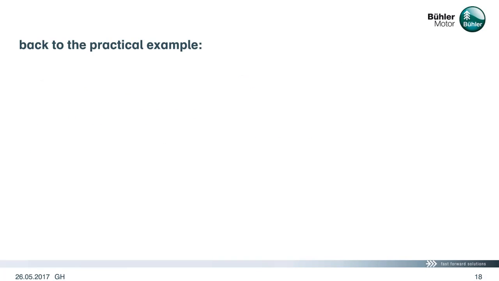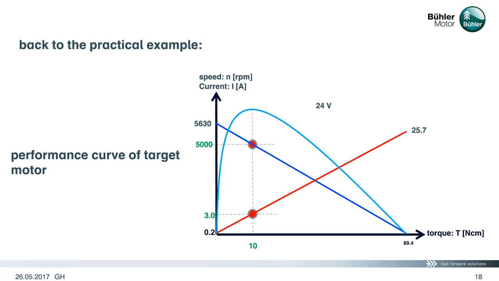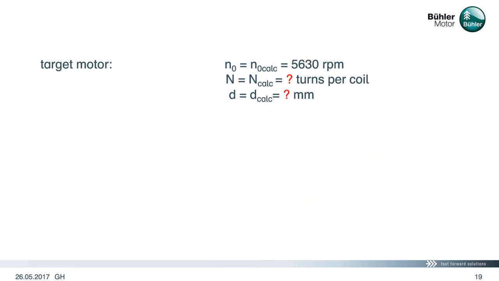I'm coming back to the practical example that I started with in session 1. Here is the performance curve of the motor we need. The target motor that we are aiming for needs to have a no-load speed, which is a no-load speed calculated, of 5,630 RPM. We want to know the numbers of turns per coil, N sub calc, and we also want to know the wire diameter, D sub calc, for this new target motor.